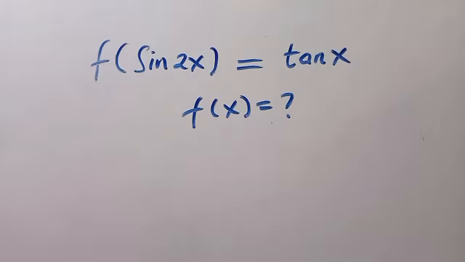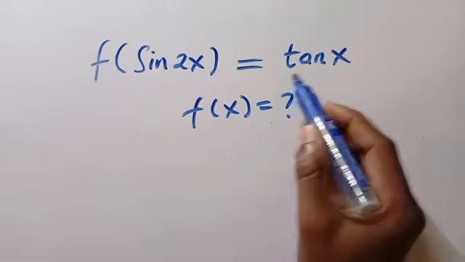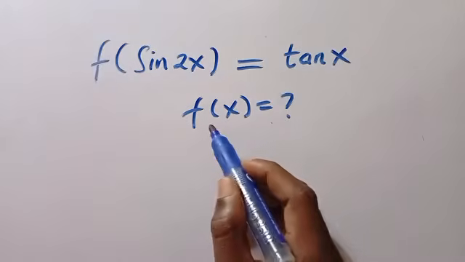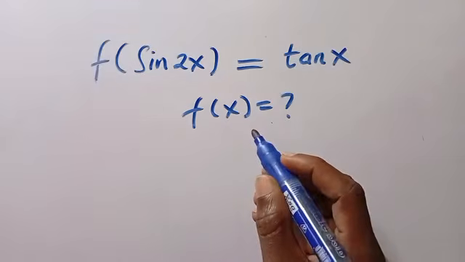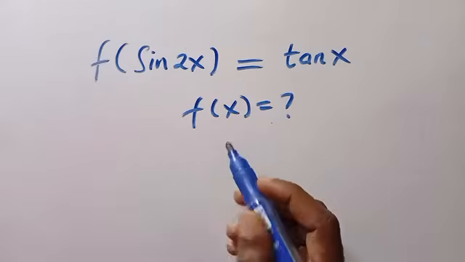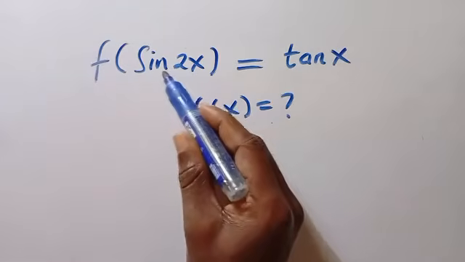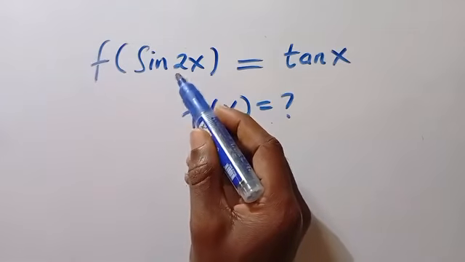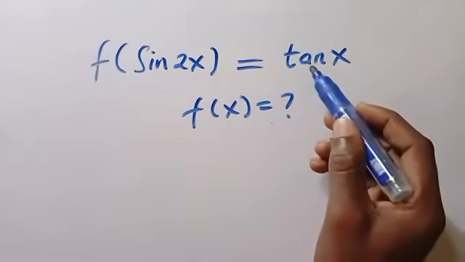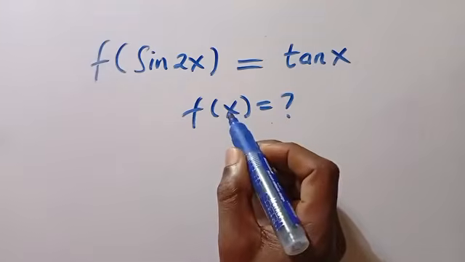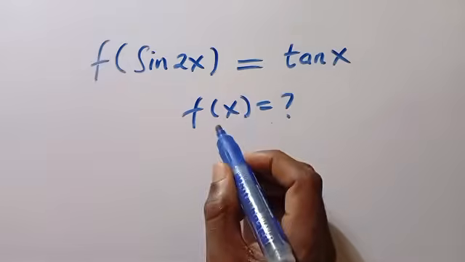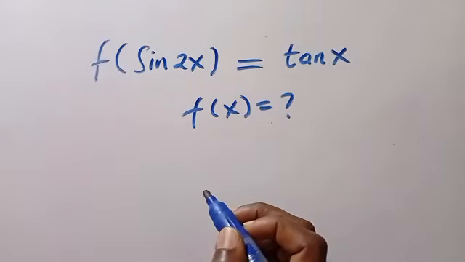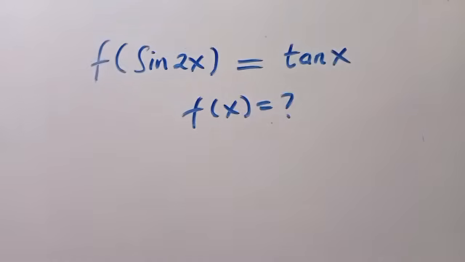How to solve these nice functional equations: given that f of sine 2x equals tan x, what is f of x? Here is a trigonometric function where we have sine 2x as the double angle, and here we have only tan x, but we are interested to find something different from trigonometry, which is only f of x. To solve this is very simple, as I'm going to be solving this in a very simple method. So let's get into it.